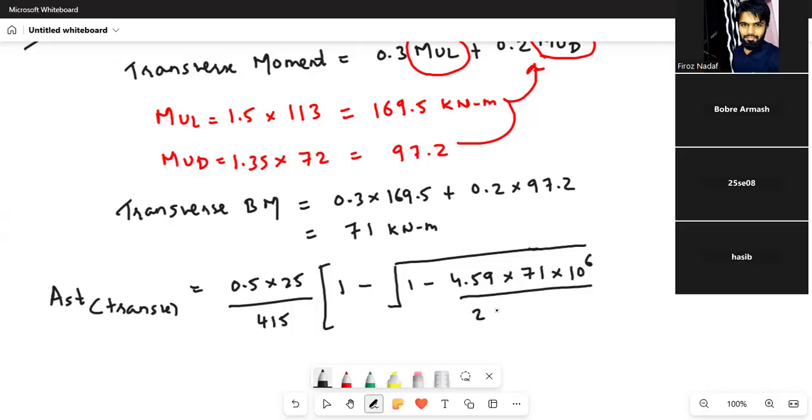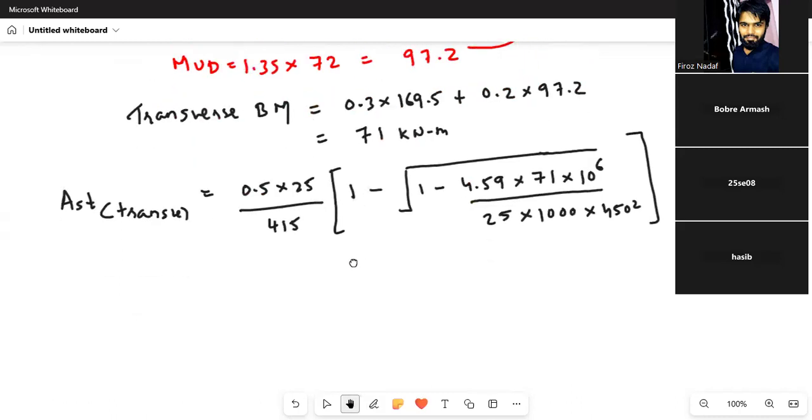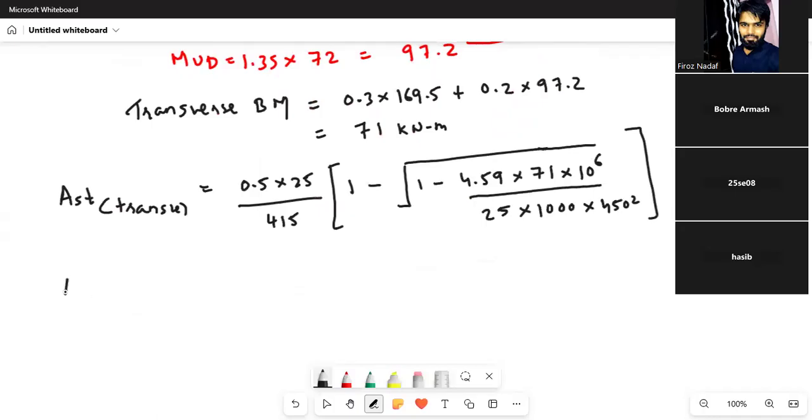Okay, this is 25 into 1000 into 450 square. ASP in the transverse direction, we are getting ASP equal to 443.52 mm square. So this is the area of reinforcement that you are getting in the transverse direction. But since it is a slab, the deck is a slab.